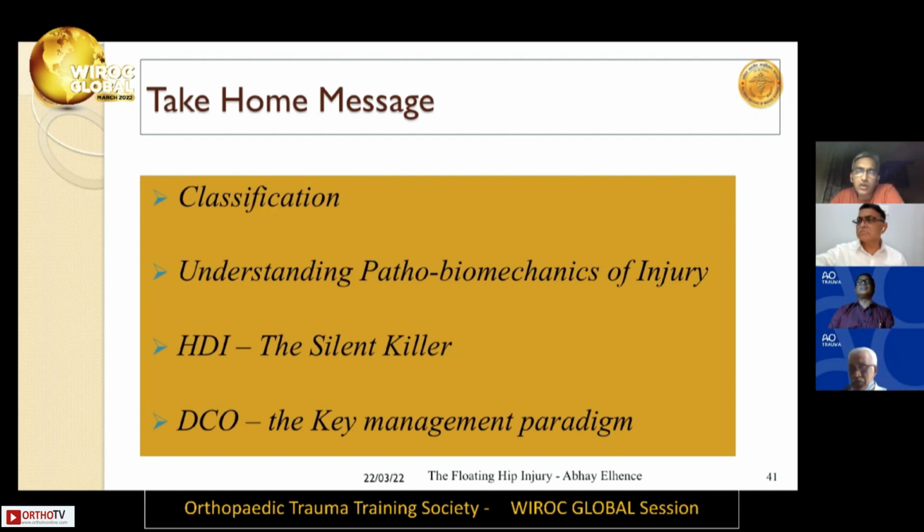It can cause a loss to life, and the priorities are saving life, limb, and function. One needs to be able to understand and classify these injuries. One needs to understand the biomechanics of damage of these injuries. Hemodynamic instability, very often, both subtle and very visible hemodynamic instability is the killer. So one has to be very clear. And damage control orthopedics is probably the key to saving this patient and getting them back to optimal function.